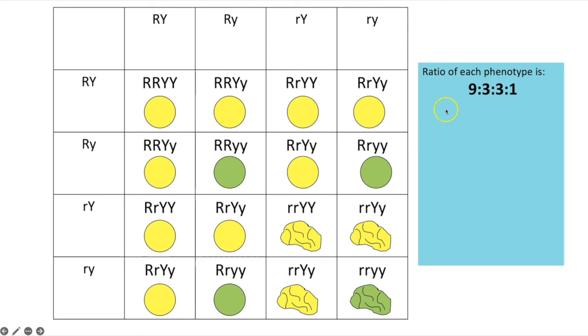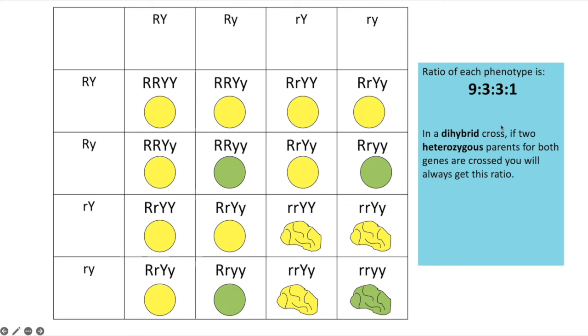And we have 9 yellow and round, 3 green and round, 3 yellow and wrinkled, and 1 green and wrinkled. So a 9-3-3-1 ratio. And in any dihybrid cross, if you are given a scenario where both parents are heterozygous for both genes, you will always get a 9-3-3-1 ratio.